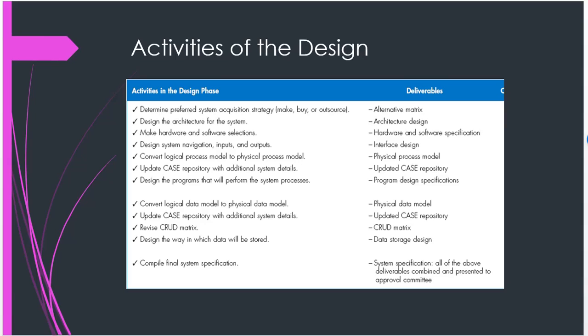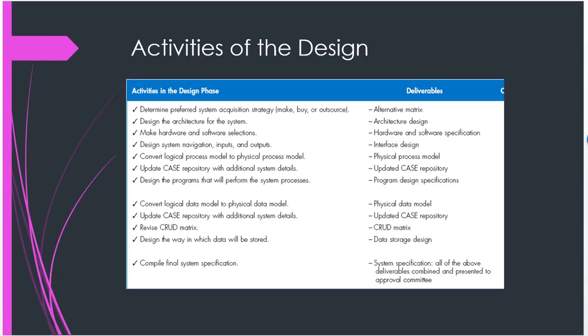Then you also look at the interface design. You design the interface that the users are going to interact with. Then you come up with a physical process model that translates the logical process model you developed under the data flow diagrams into a process model that's actually implementable using actual software and hardware. Then you also look at your CASE repository. You update it with all the system details that you are now going to use to develop the system.